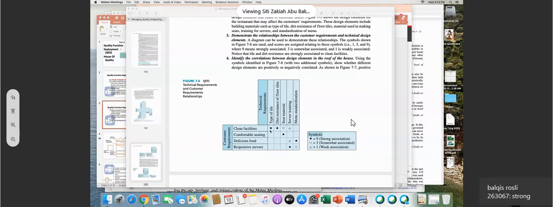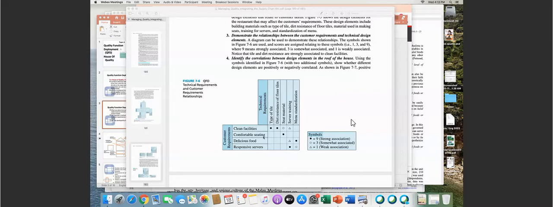Strong, right? Balki says strong, because facilities, your whole restaurant, right? So it depends on the tile. Sometimes, if you have ever been involved in looking at tiles, you can see whether the tile is rough or smooth, or if you want to put white tiles or black tiles in a restaurant, it's up to you. So it has a strong relationship with clean facilities.